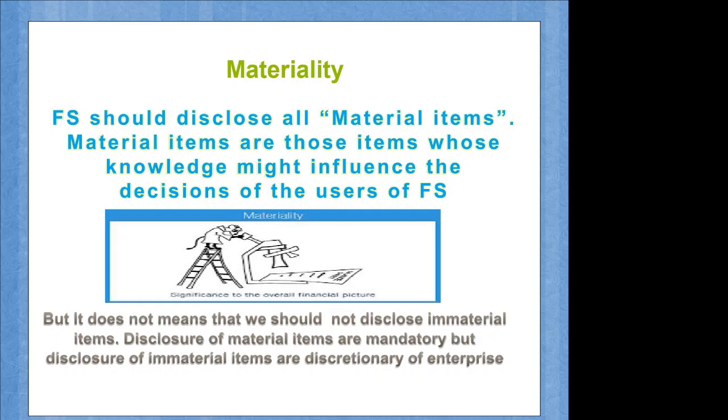Why? Because investors will be influenced by it and they will decide whether to invest in the shares of the company or not. So, any information, knowledge of which will influence the decisions of the stakeholders or users of financial statements, is called material information. Disclosure of material items is mandatory, but disclosure of immaterial items is discretionary to the enterprise. So basically, items which are not so important can be omitted, but still it is good to disclose all the information which is significant.